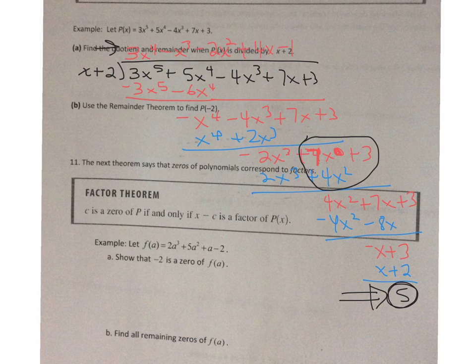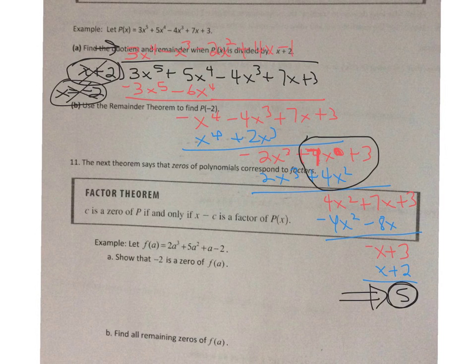Now, when the remainder is not 0, what that means is that this x plus 2 is not a factor. Therefore, or additionally, negative 2 is not a root. So if you are seeing if something is a root or not, you can use long division. If your remainder is not 0, then it's not a factor, and therefore you don't have a root. So either you made a mistake and you need to fix your long division, or you can just answer the question: no, it's not a root.